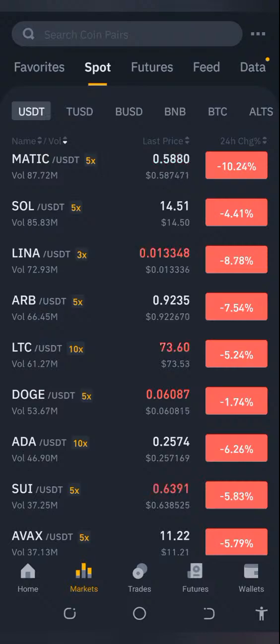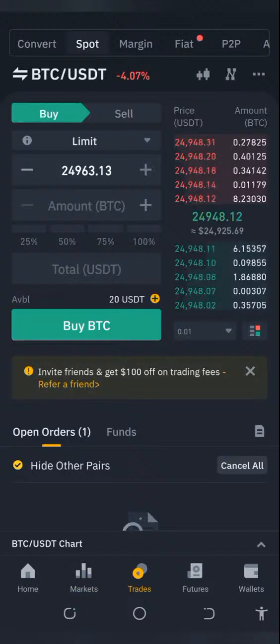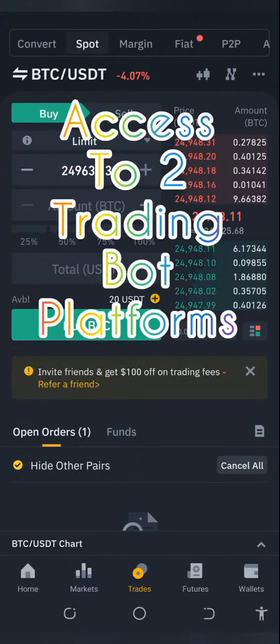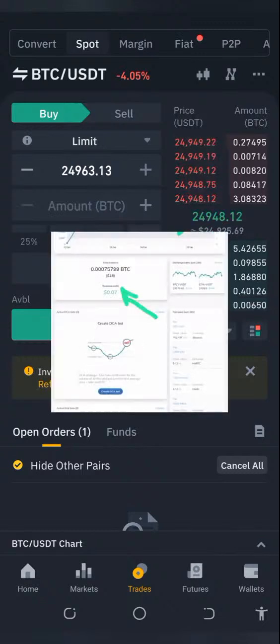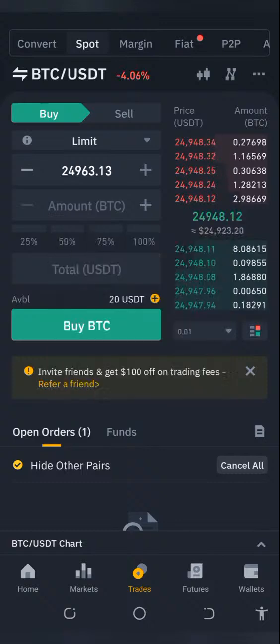Now, next off is we're going to give you access to 2 trading bot platforms. Now, I'm going to show you a screenshot of one of our students. I'm sure you can see it on the screen right now, of one of our students who used one of these trading bots and made money. That's it. It's just an example to let you know that, look, you don't even have to pay a dime to make money using any of these platforms.